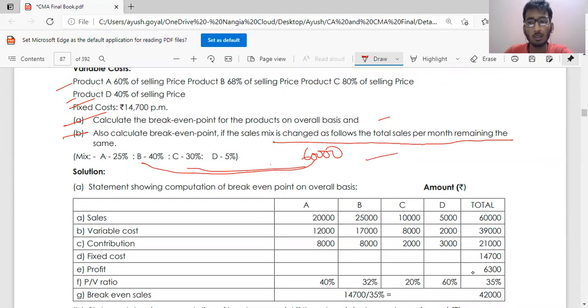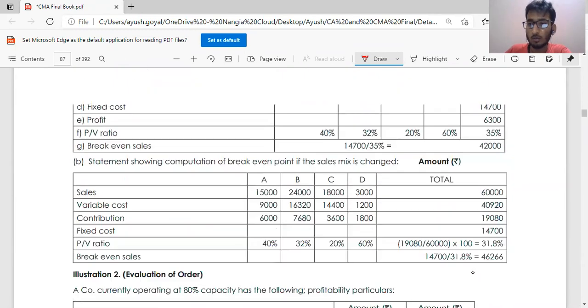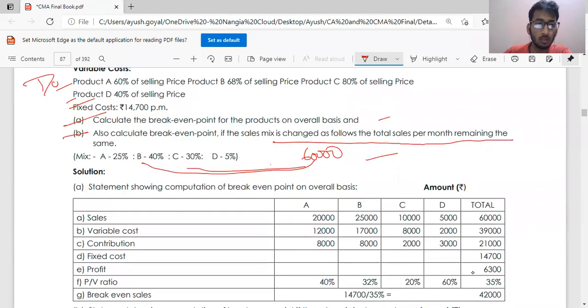So this is very easy. You guys need to do this. So question one is done. Now second question. This is done.